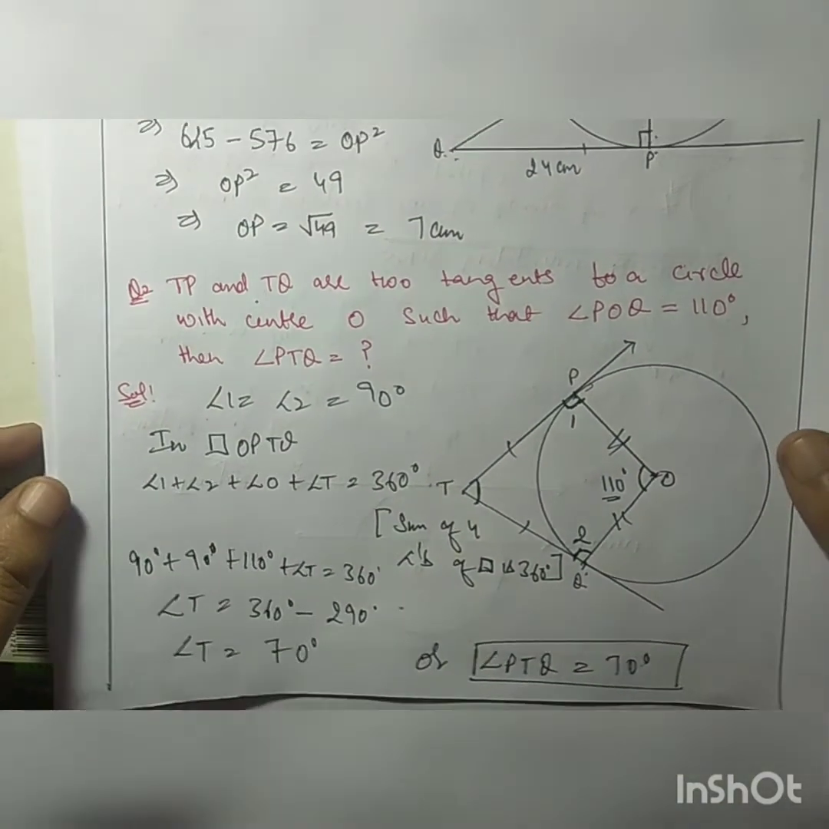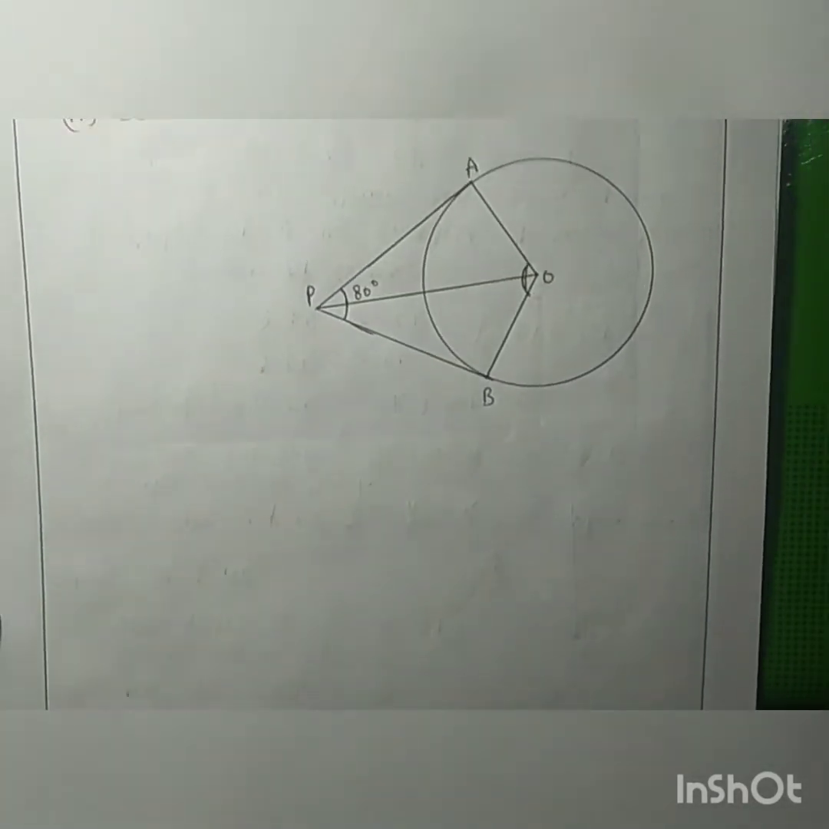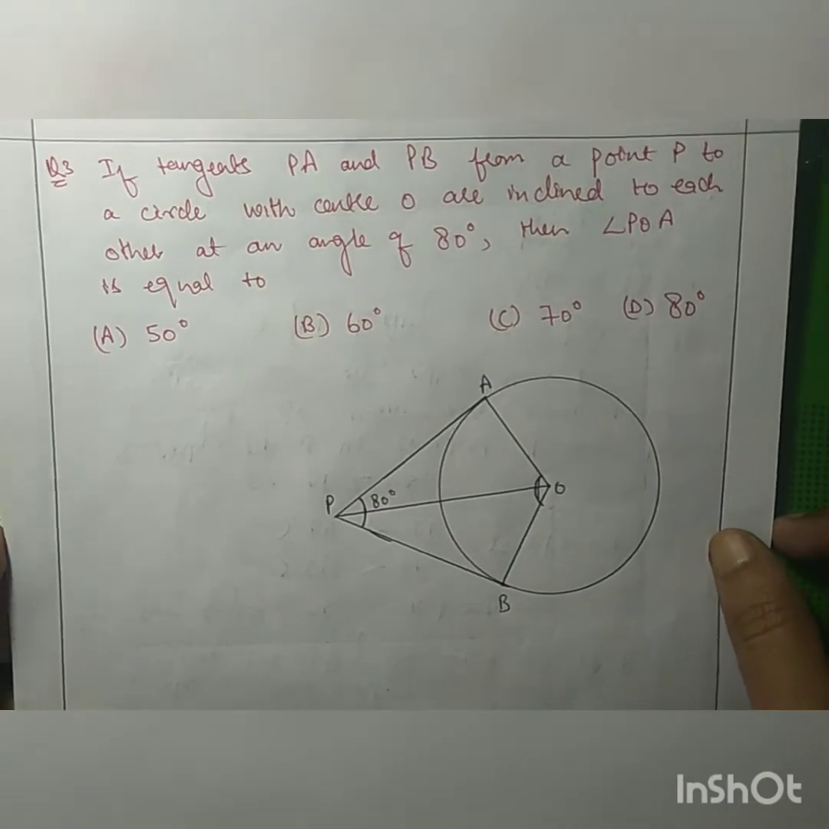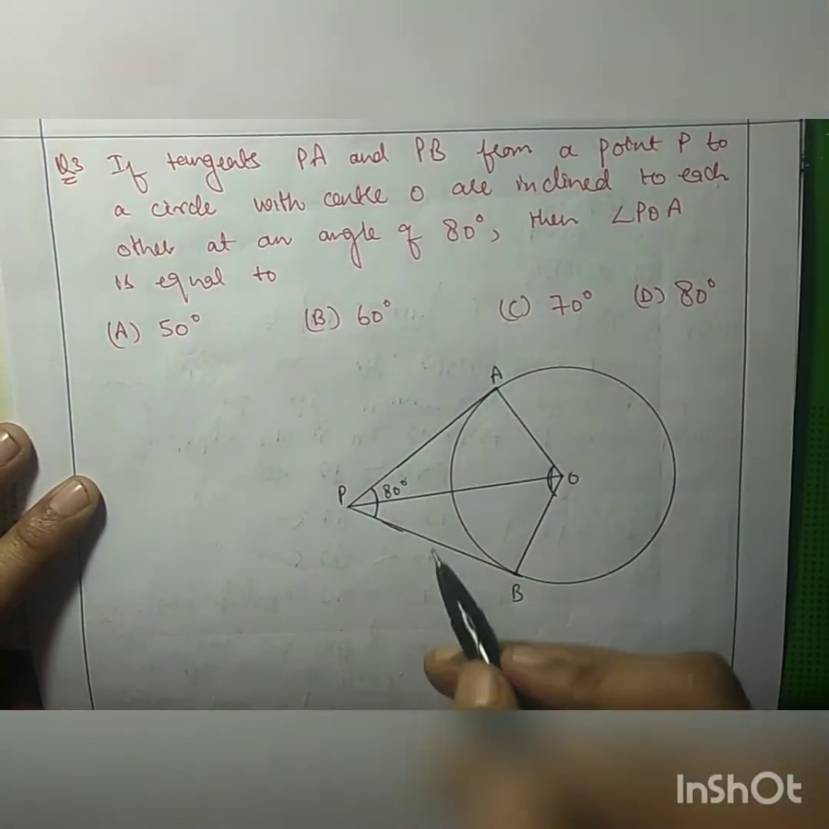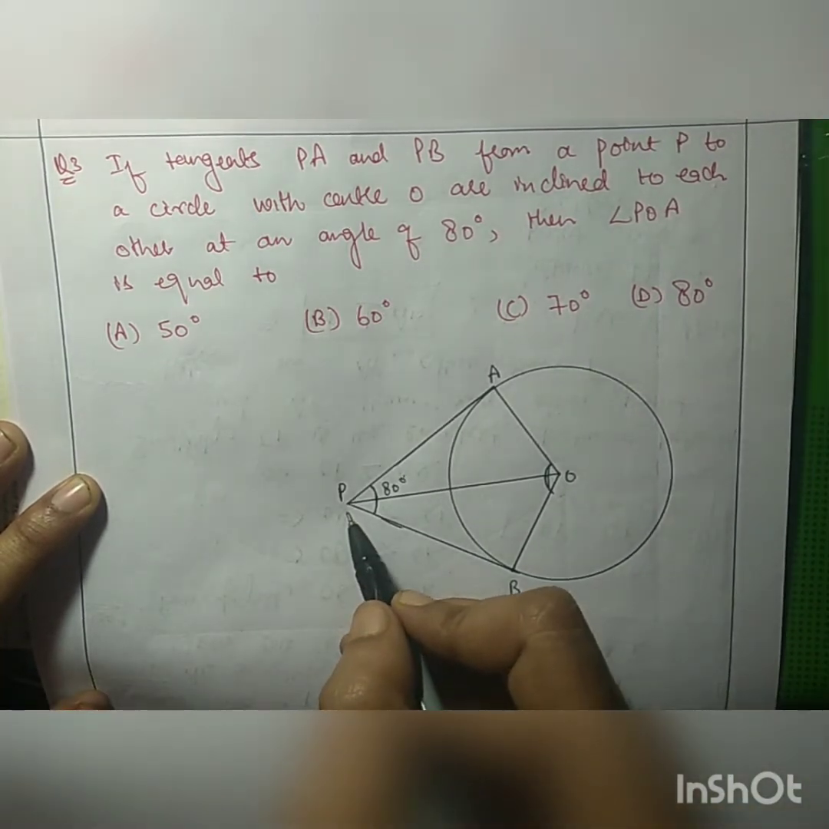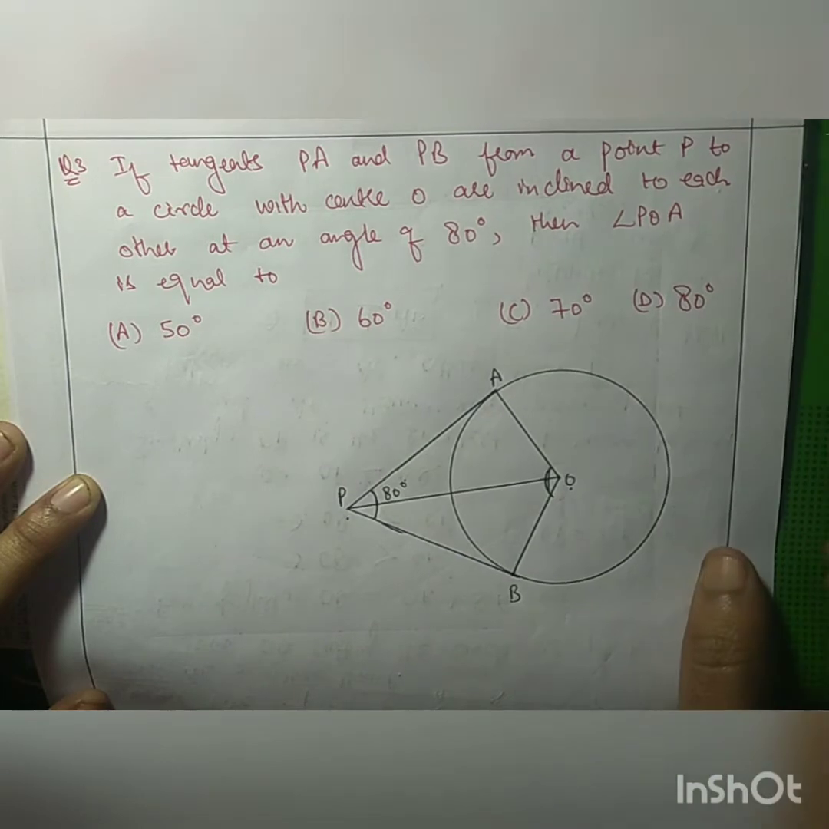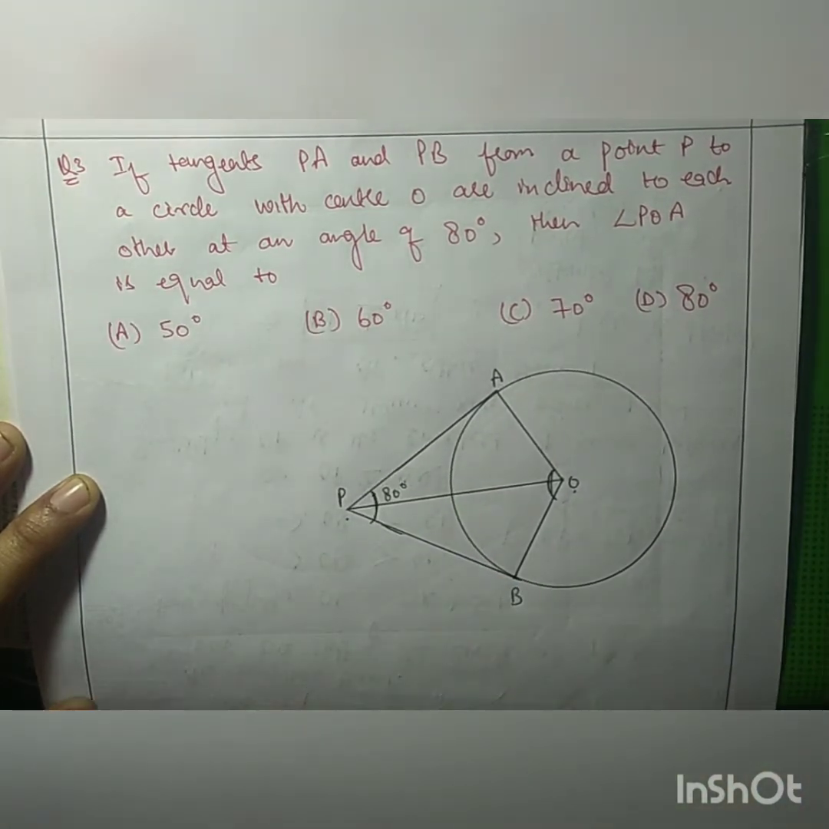Once again, let's go for question number 3. Question number 3 is once again a multiple choice question, the same pattern question. The tangents PA and PB are drawn to a circle from the point P, and the center of the circle is O, and these tangents are inclined to each other at an angle of 80 degree.